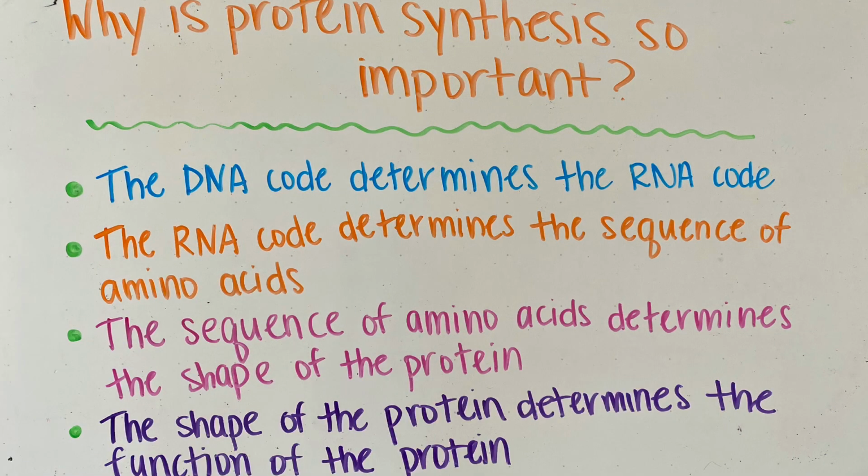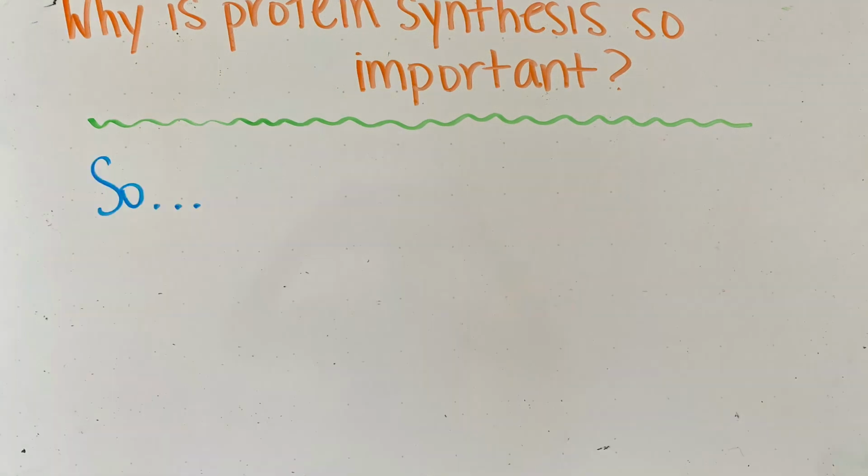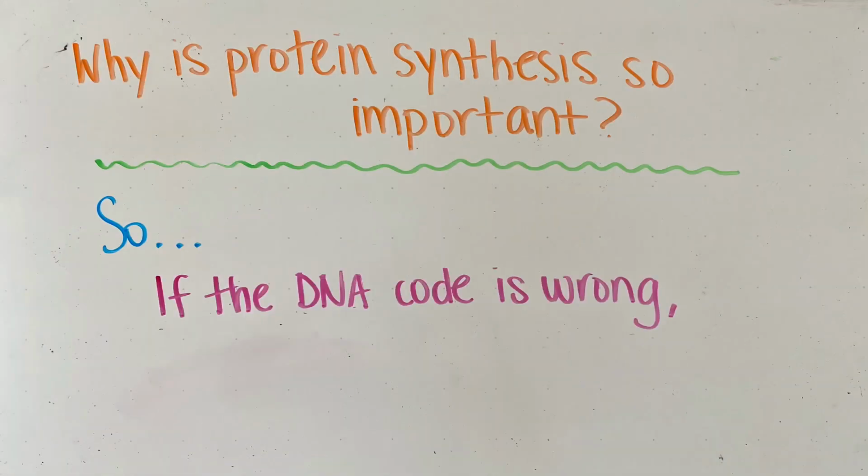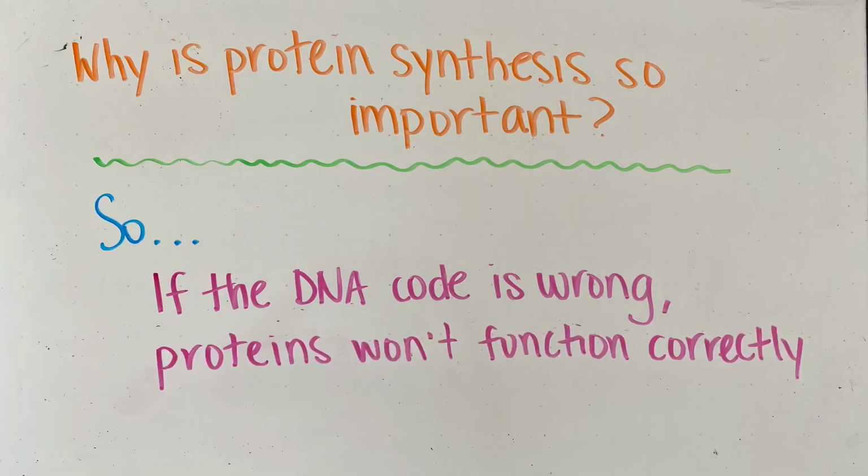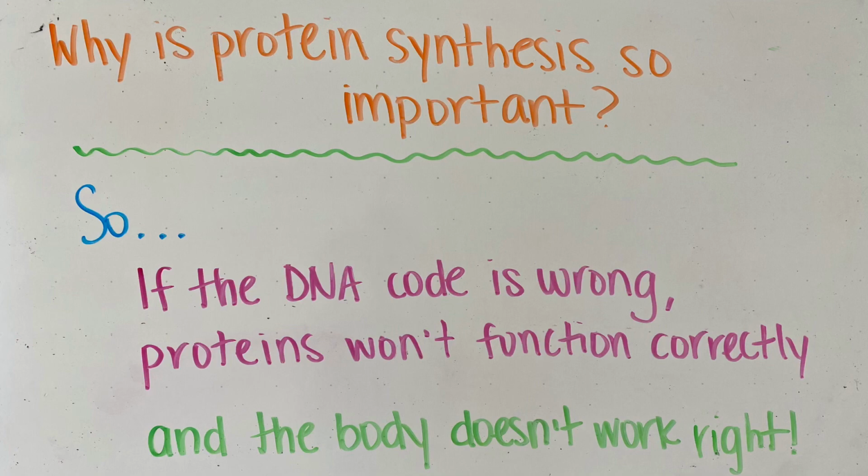And only if that shape is correct does the protein function correctly. So ultimately, if the DNA or any other step goes wrong, you're not going to have a functional protein, and then there's going to be something wrong in your body. Maybe you're sick, maybe something's just not working right, but ultimately, proteins that aren't shaped correctly are a really bad thing.